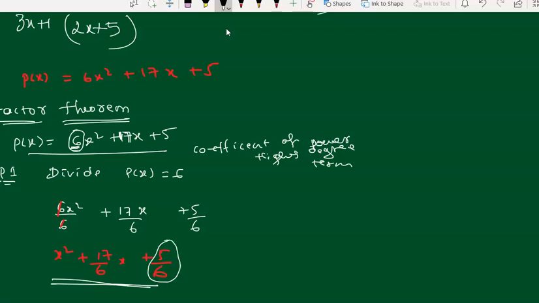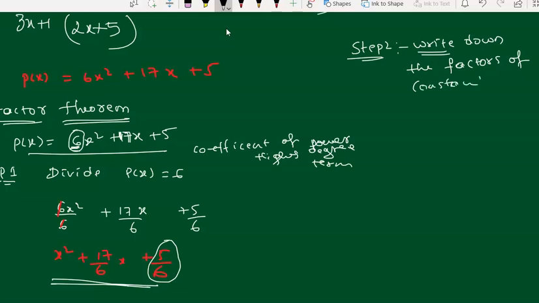The next step is step 2. I will write here, guys. Step 2: write down the factors of the constant term. I took a slightly difficult problem for you guys in the first attempt, but don't worry. Write down the factors of the constant term. Second step.